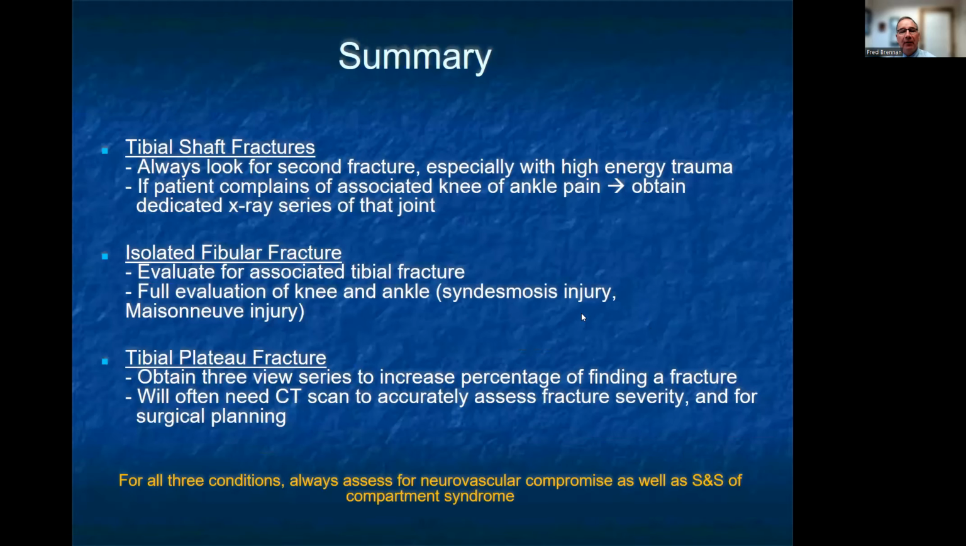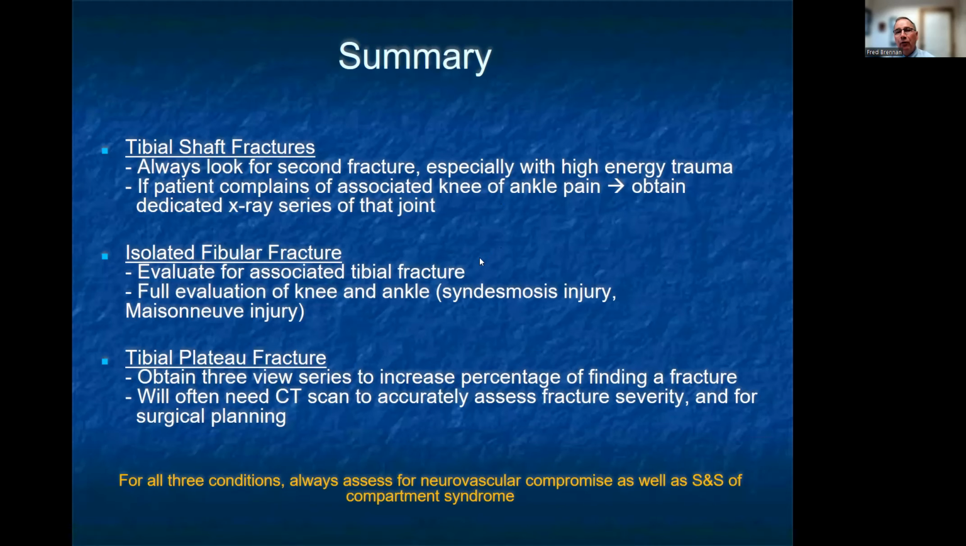So in summary, tibial shaft fractures, you always want to look for a secondary fracture, whether it's of the ankle joint or the fibula, especially with high energy, like a car accident or a fall. And you want to definitely do x-rays above and below the tibia or the fibula. If there's pain at the knee or the ankle, get dedicated x-rays of those particular joints. Isolated fibular fracture, like for myself, it was a direct blow to the fibular shaft. It may be from an inversion ankle injury, and always examine all the way up the entire fibula for signs of Maisonneuve fracture, especially if it's a high ankle mechanism, meaning an eversion of the ankle and foot.